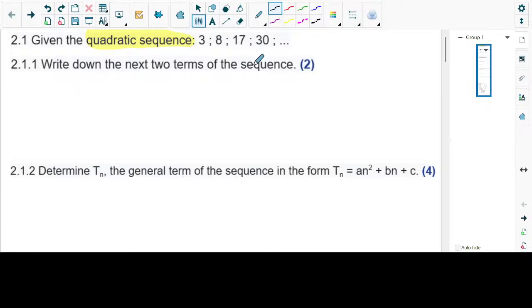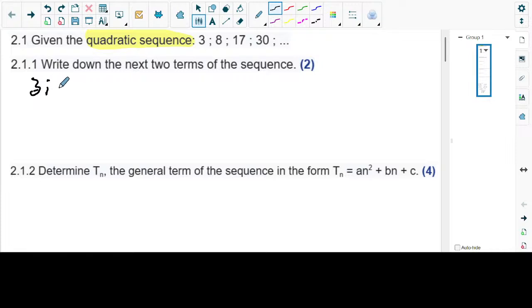Let's say it's you, this one. Question 2.1 is simple, we're going to skip that one. Let's kill that one first so that we can move on to the next one. We're going to be using the hint giver. So what is the first term? The first term is 3. The second one is 8. The next one is 17. The next one is 30.